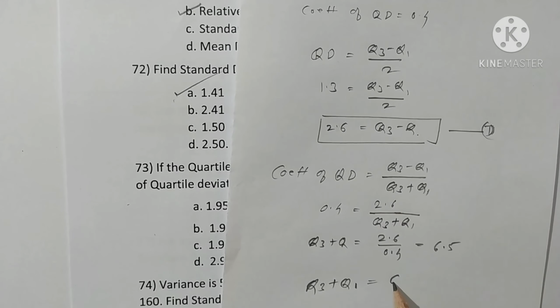Just we add: 2Q3 is equal to 9.1. Q3 is equal to 9.1 upon 2. Answer is 4.55, that is Q3. Now putting the values in the above equation, Q3 minus Q1 is equal to 2.6. Q3 value is 4.55, so 4.55 minus Q1 is equal to 2.6.